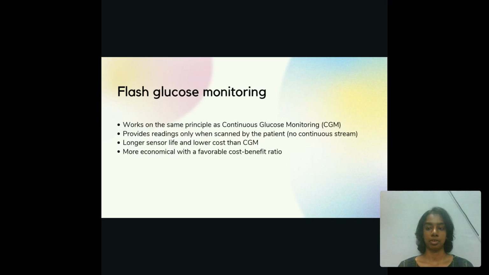FGM, or flash glucose monitoring. This gives the glucose readings only when the sensor is scanned. It's cheaper and has a longer sensor life than CGM, making it a more economical option. However, it lacks continuous data and real-time alerts.